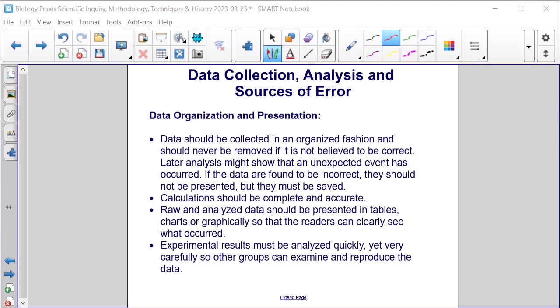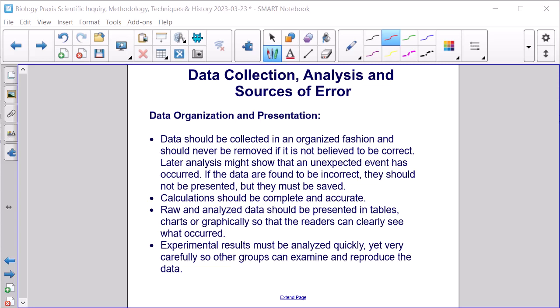Data collection, analysis, and sources of error. Data organization and presentation. Data should be collected in an organized fashion and should never be removed if it is not believed to be correct. Later analysis might show that an unexpected event has occurred. If the data are found to be incorrect, they should not be presented, but they must be saved.